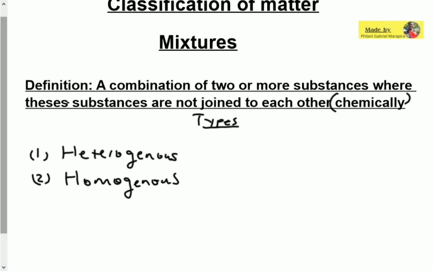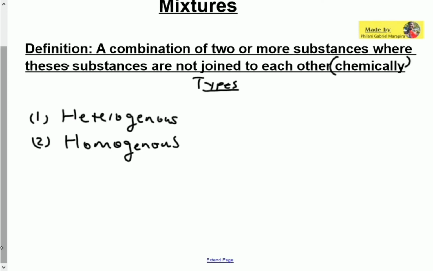So these are all mixtures, but they've got certain characteristics that make them different. That is why we have to classify mixtures into types. The first type is called the heterogeneous, and the second is the homogeneous. So exactly what makes us able to characterize them that way? The heterogeneous mixture does not have a definite composition.